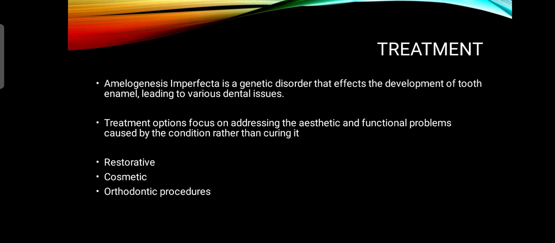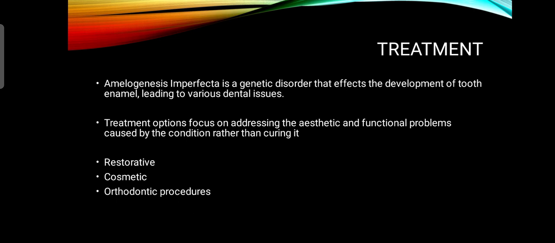Now it depends upon the condition. In restorative procedures, treatments are dental crowns. Crowns are used to cover and protect teeth in cases of severe amelogenesis imperfecta. Dental implants replace missing teeth. Composite resins and onlays. These materials can be used to repair and reinforce teeth, especially in cases where enamel is thin or brittle.